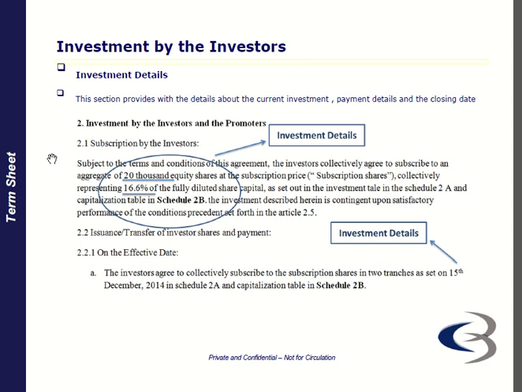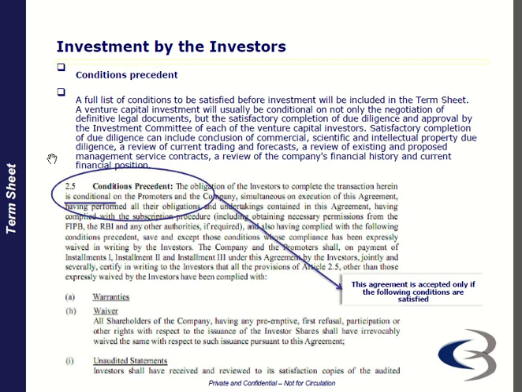The investment described here is contingent upon the satisfactory performance of the conditions precedent set forth in Article 2.5. What is the issuance and transfer of investor shares and the payment? The investors agreed to collectively subscribe to the subscription shares in two tranches, set on 15 December 24 and in the capitalization table in 2B.